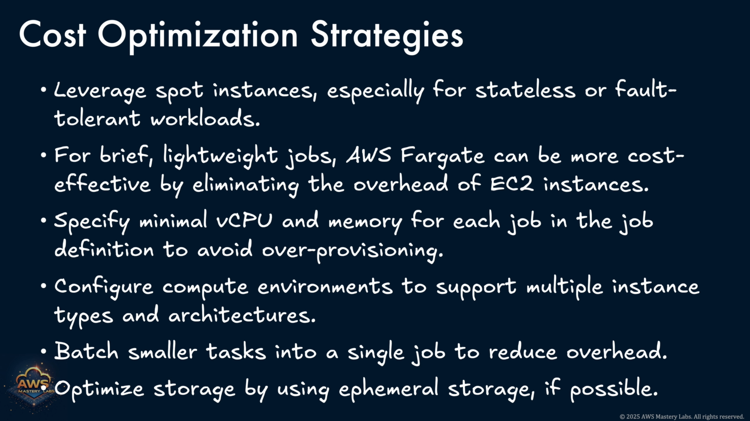Cost optimization is a critical part of any successful AWS Batch strategy. With the right architectural choices, you can significantly reduce expenses while still meeting performance and scalability goals. First, one of the most impactful cost-saving techniques is to leverage EC2 spot instances. These instances allow you to tap into unused AWS capacity at a fraction of the on-demand price, sometimes offering up to 90% in savings. They're ideal for stateless, fault-tolerant, or parallelizable batch workloads that can tolerate occasional interruption.